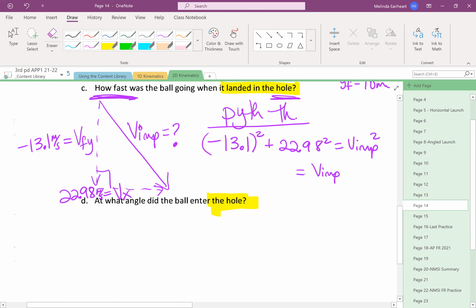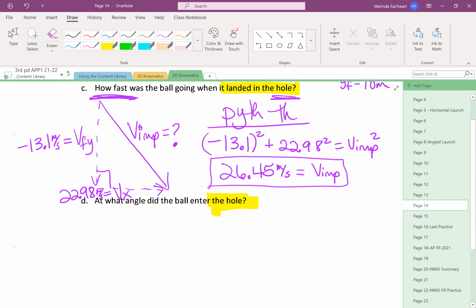Go on and do your squares, do your addition, square root. It should be bigger than 23. 0.45, and then meters per second. So that's the hypotenuse. Remember, we launched it at 30 meters per second and said that it wouldn't be going as fast when it landed in the hole, right? So that's a true statement. We got 26-ish. It's not going as fast. Good.